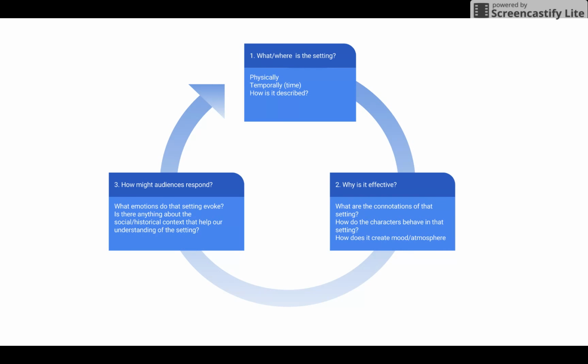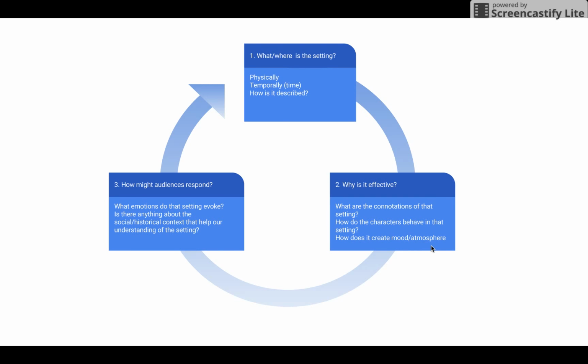We are only analysing the text. And then you're going to talk about how it's described. That's the first thing you're going to do in that point. Second thing you're going to do is talk about why all the things you talked about in number 1 are effective. So what are the connotations or the associations with that setting that's been used? How do the characters behave in that setting? And how does this help create mood or atmosphere?